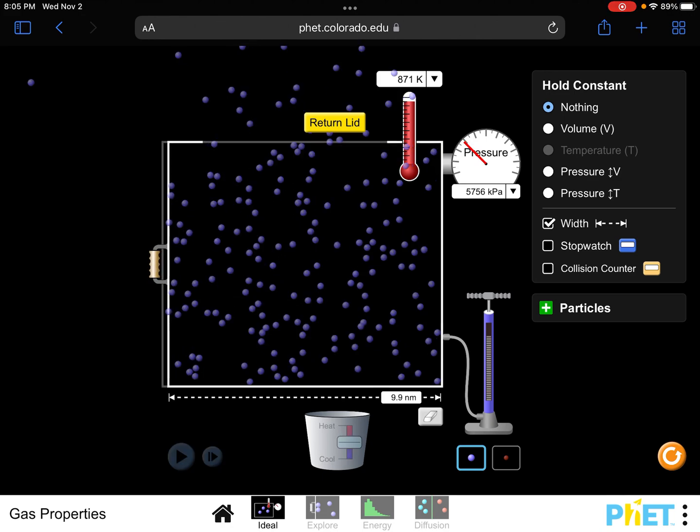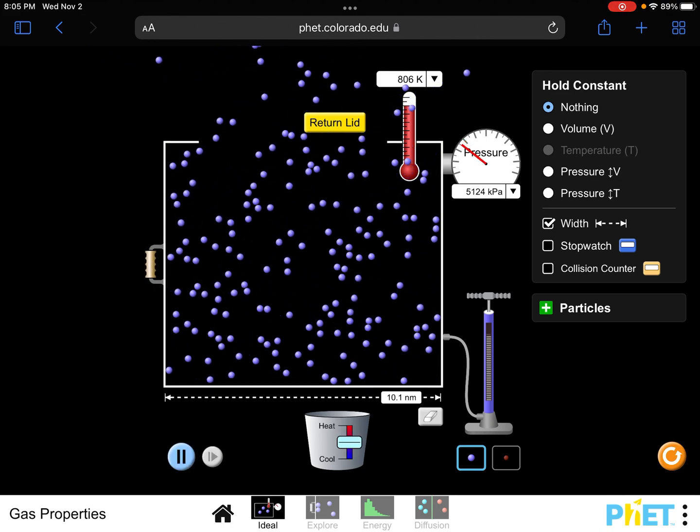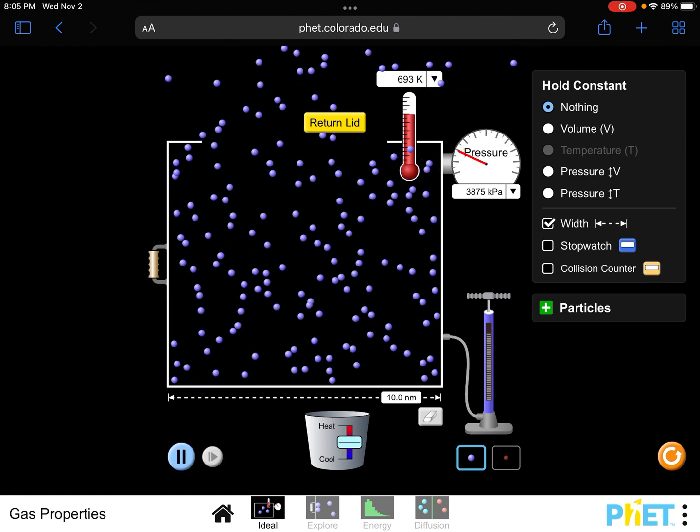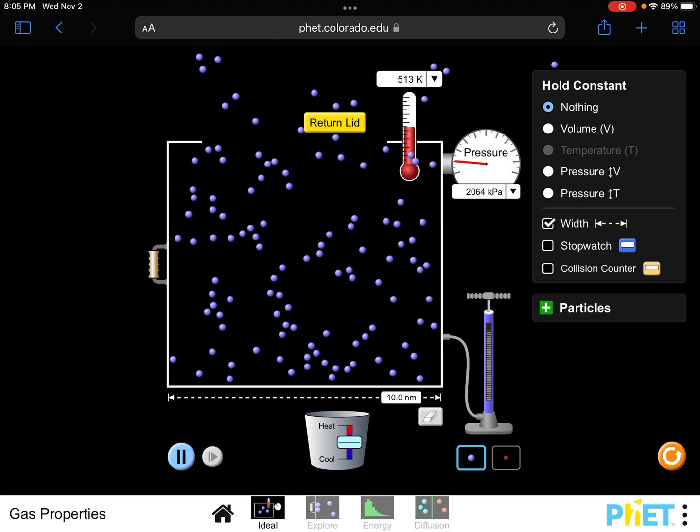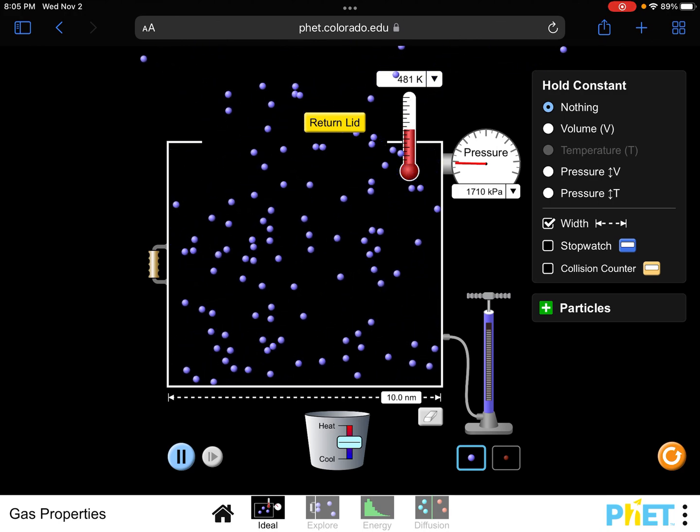Okay, so I want to take a look real quick. I'm going to set this to 10 nanometers width. So the width now down here at the bottom is 10 nanometers. It's that scale down there at the bottom.